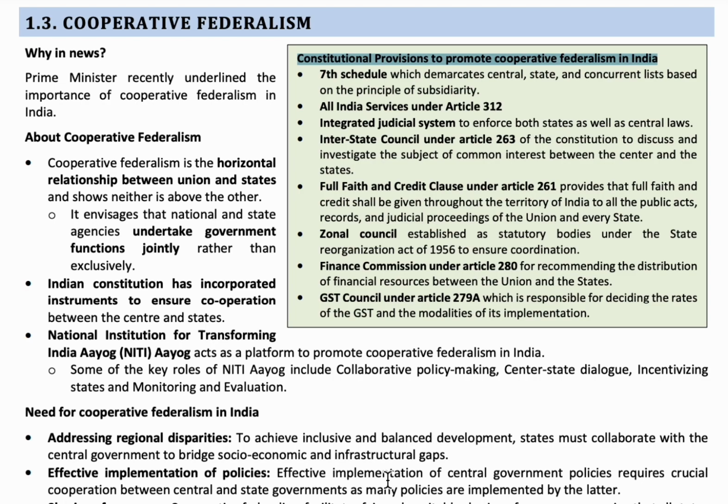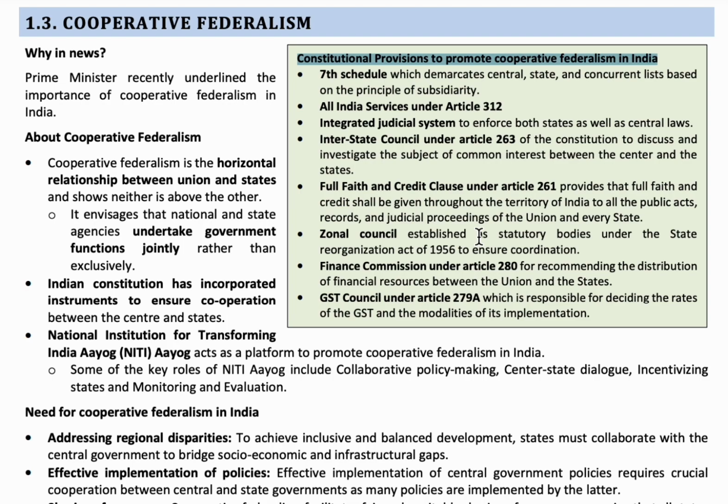So, some provisions that promote cooperative federalism are envisaged in the Constitution of India. They are the Seventh Schedule that distributes functions between the center and states. Article 312 provides for All India Services, where authorities chosen by the central government work all over India. The integrated judicial system enforces state and central laws efficiently. And Article 263 provides for the Interstate Council to discuss and investigate subjects of common interest between the center and the states.